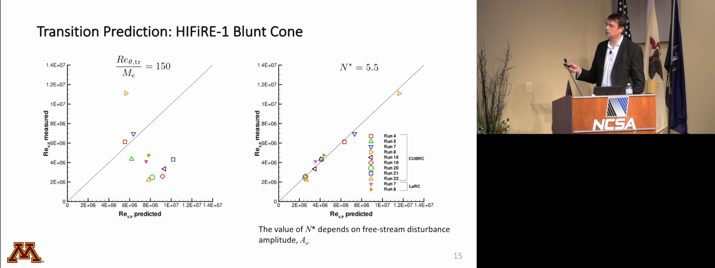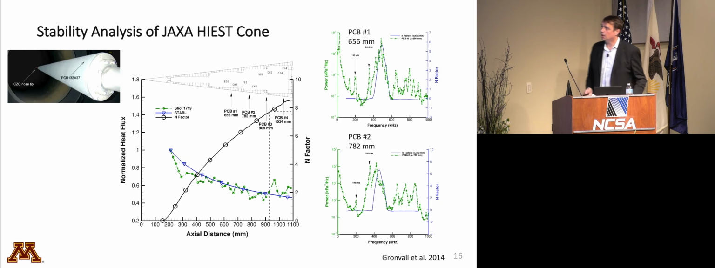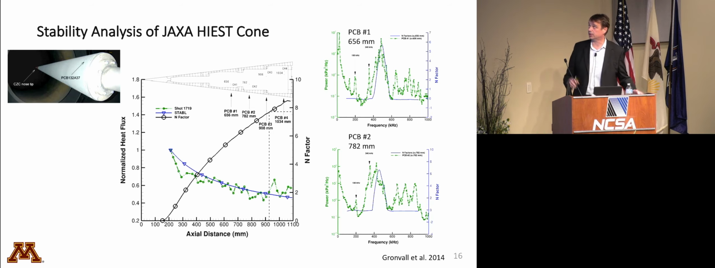In flight, it seems like N star is probably more like 15 or so. That's because in flight, the free stream conditions are very quiescent, there are very low disturbance levels, and therefore the critical amplitude is reached at a higher N factor. So this is still a so-called semi-empirical approach, because you have to have some knowledge of what the critical N factor is. Okay, so also importantly, this kind of analysis also predicts frequencies in the boundary layer.